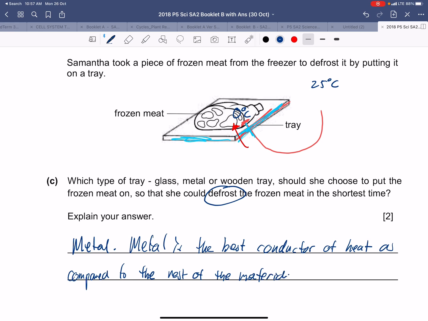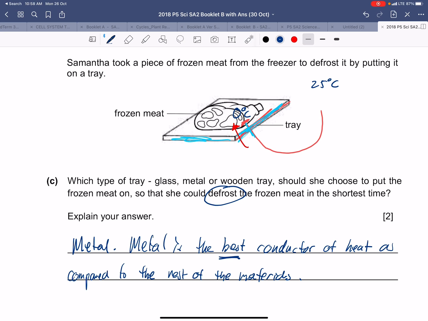Now in this case, you have to use the correct comparative word. Is it best or better? Now, why do I use best? Because there is more than 2 items. If there's only 2 items, I will use better. Now, you need to be very careful. Why is it that I cannot put good conductor? Glass is actually a good conductor of heat, in case you didn't know. Okay, but in this case, metal is better. So if you say good, it's wrong, because your glass is also a good conductor of heat. Both are good. So it's really about comparing.